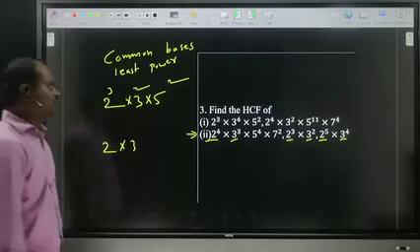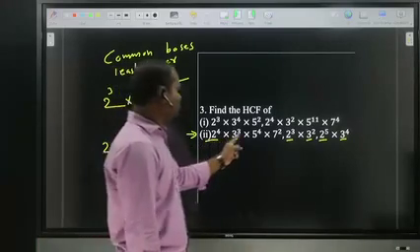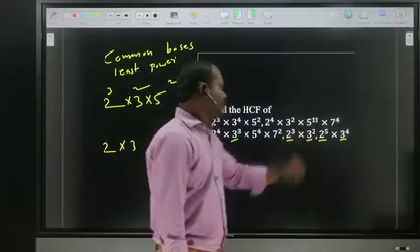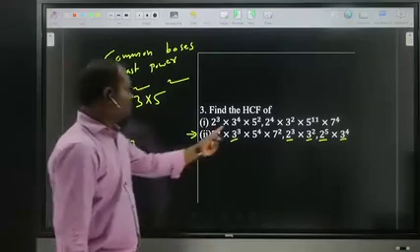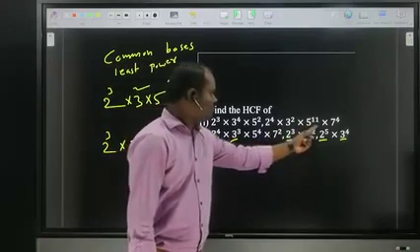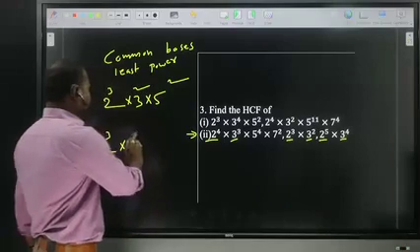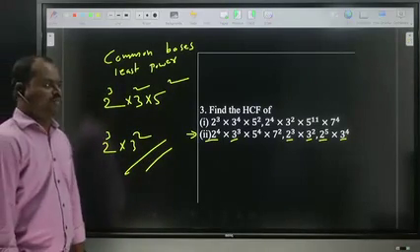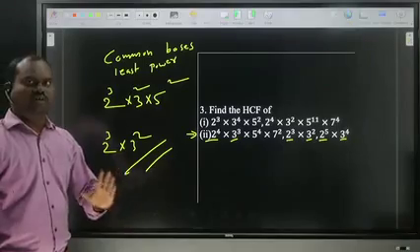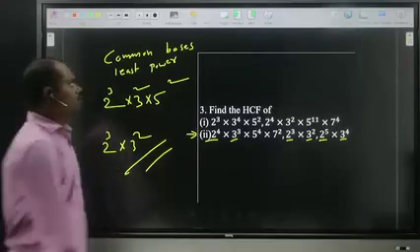For 2, what is the least power, ma? Here 4, 3, 5. The least power is 3. For 3, what is the least power, ma? Here 3, 2, 4. 2 is the least power. Right, ma? 2 cube into 3 square. Is it clear, ma? Now, I said for power numbers also.